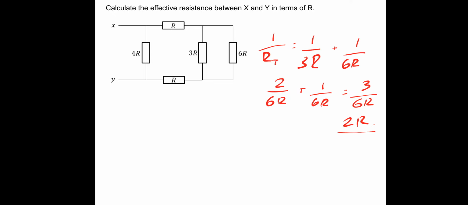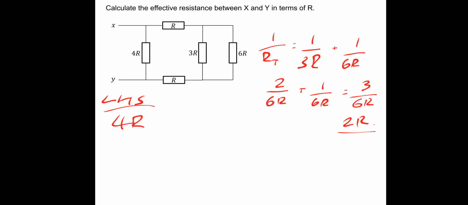And then above the parallel section, we've got a resistor named R, and below the parallel section, we had another resistor called R. Now that they're all in series, we can simply add them together. So we have R plus 2R plus R. So the total resistance on the left-hand side is 4R, 4 lots of R. Then on the right-hand side, we've got another 4R.